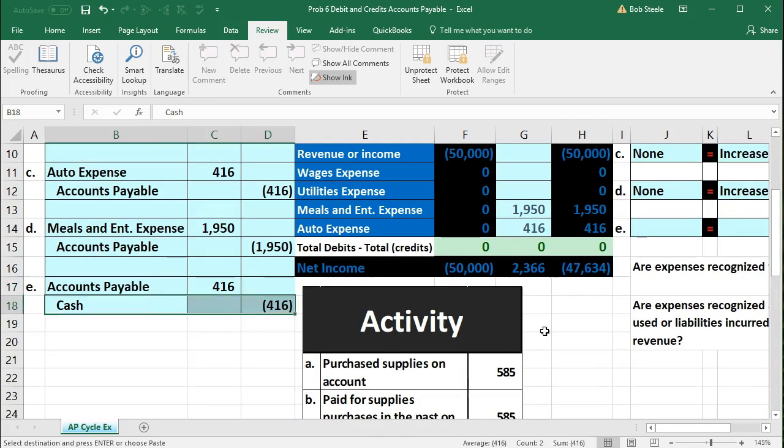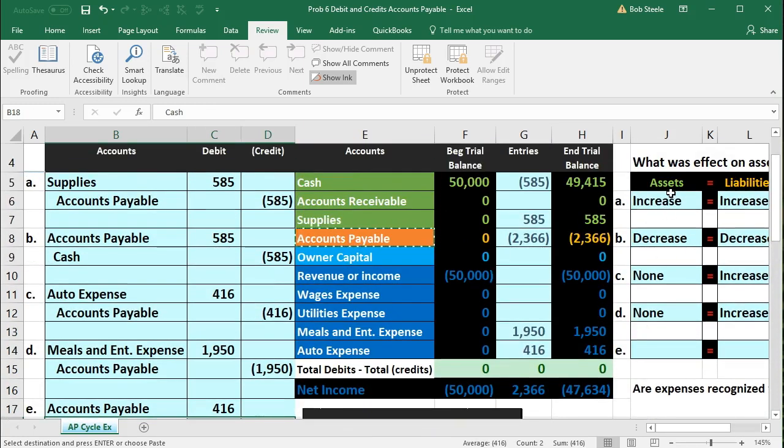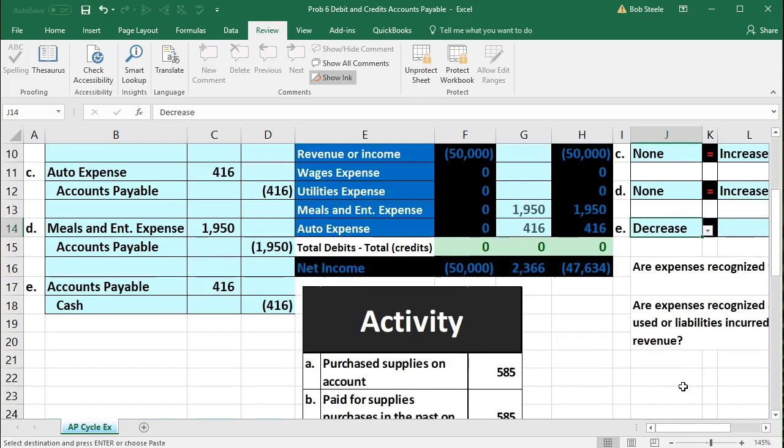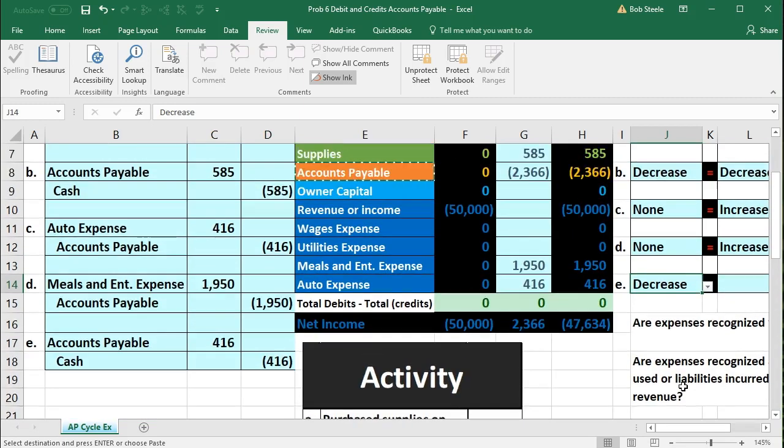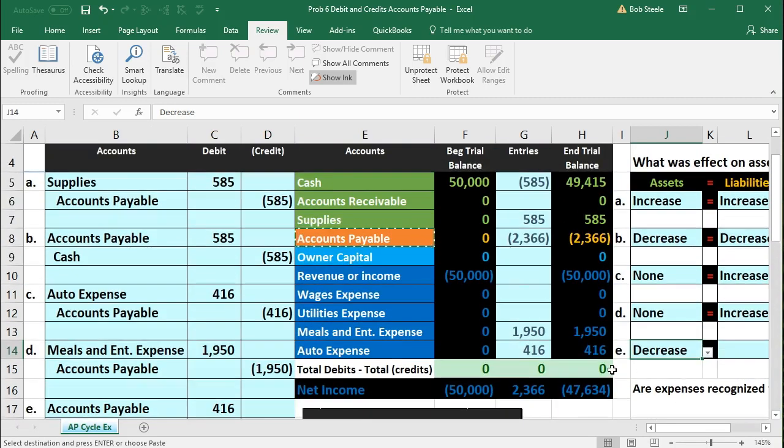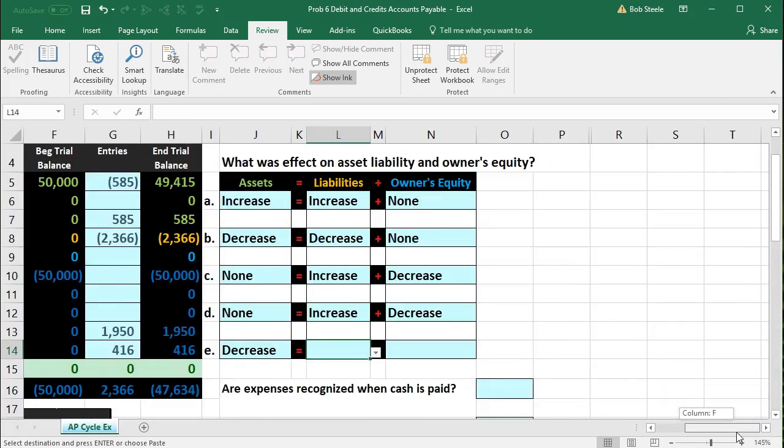Cash is going to be decreased. That means the assets will decrease on our accounting equation. Assets are going to decrease, and we see that accounts payable is going to decrease as well. So accounts payable is going to decrease. I know I didn't post this yet. So decrease, and then nothing's going to happen to the equity.